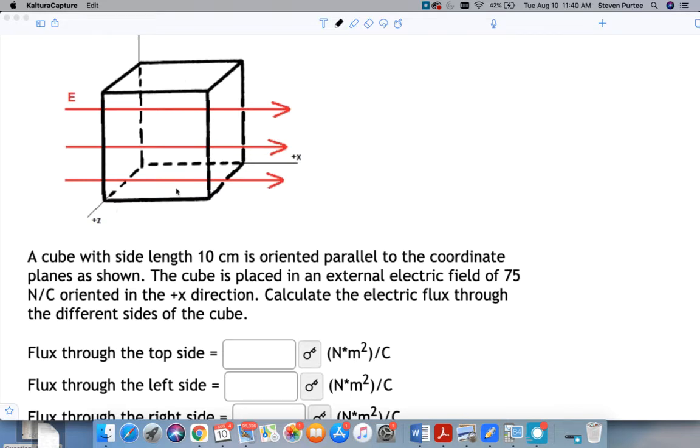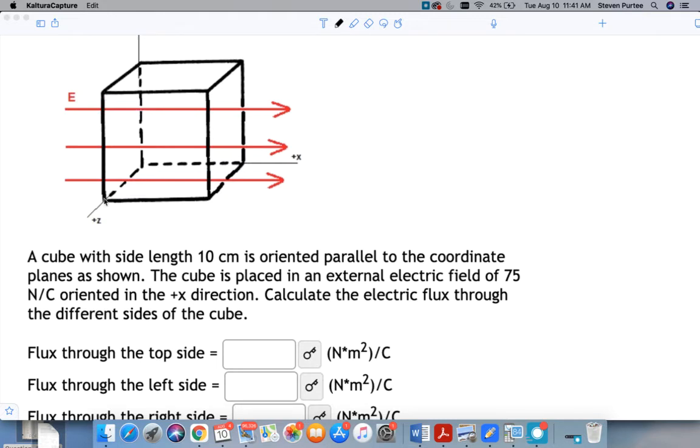Same on the bottom, same on this front side and this back side. E is running parallel to all of those. So through the front, the back, the top, and the bottom, the flux would be 0. All the flux is going to happen over here on this left side and on this right side. Now, a good rule of thumb: if you have a closed surface, flux passing out is positive, flux passing in to a closed surface is negative.